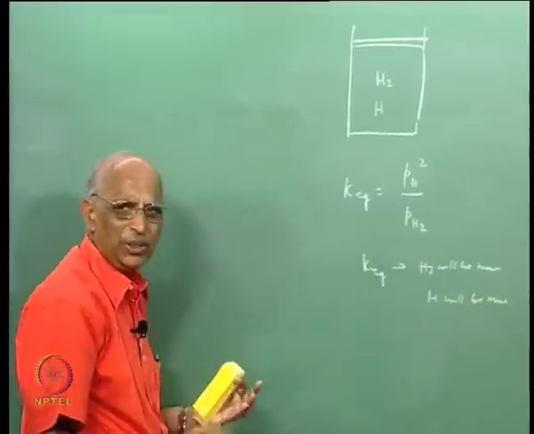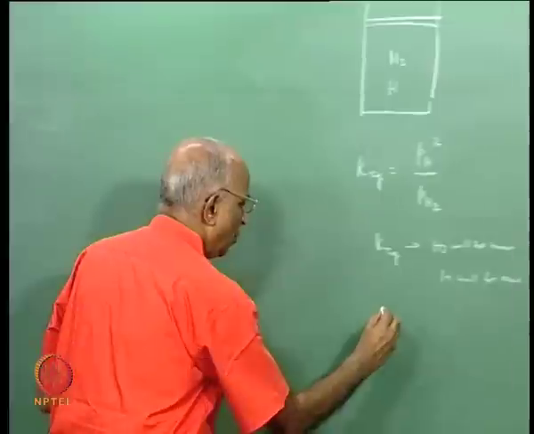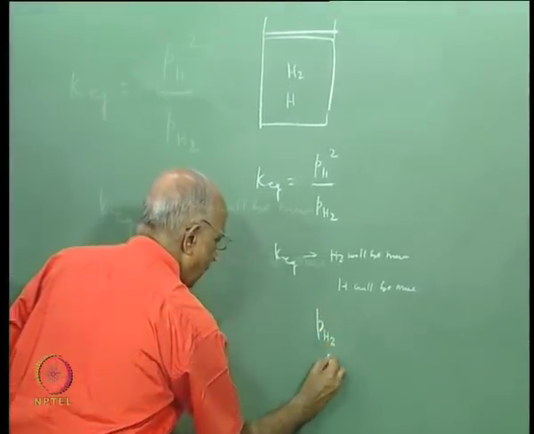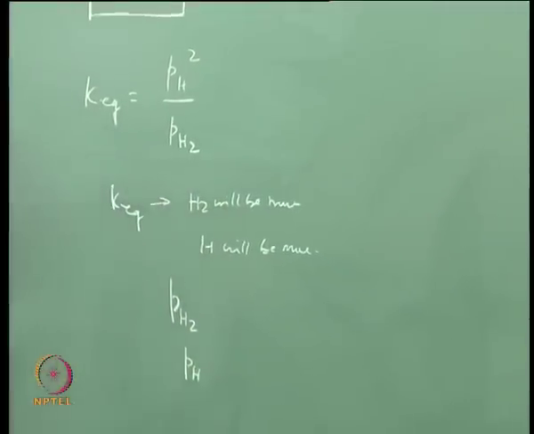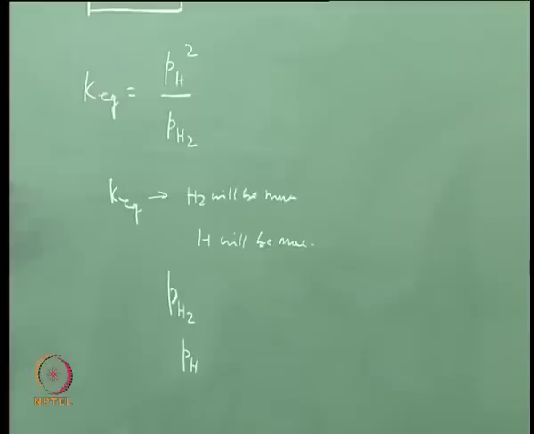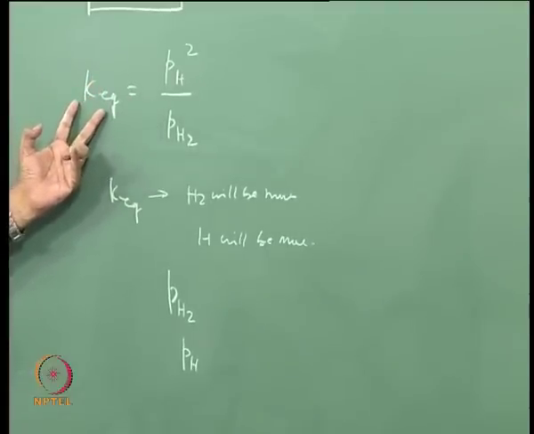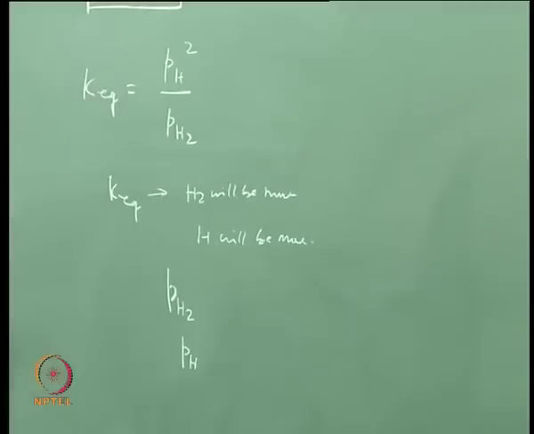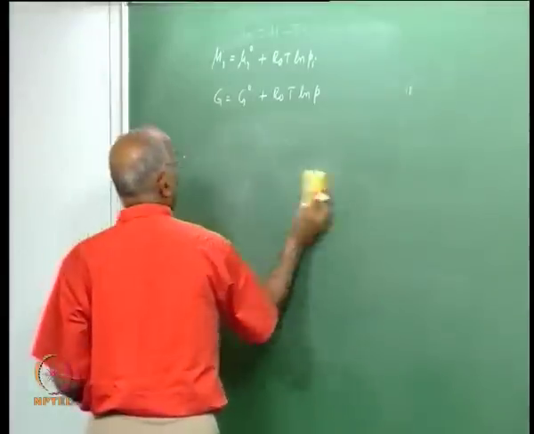But how do I calculate it? I want to calculate the value of pH2 and the value of pH. This is what I want to do. But I know I can use K equilibrium and do that. Therefore, let us find out how I get the value of K equilibrium. What is it we have defined so far? Let us quickly revise what we have done such that we can build upon it.